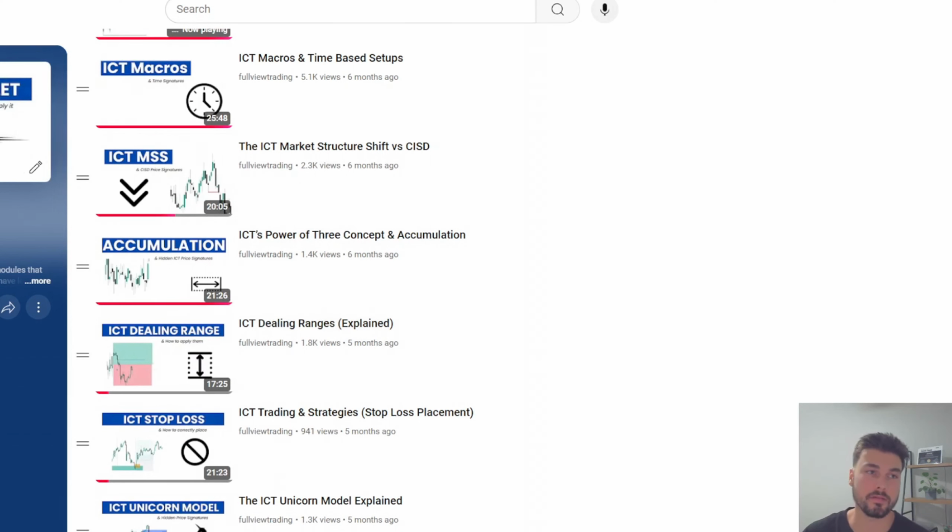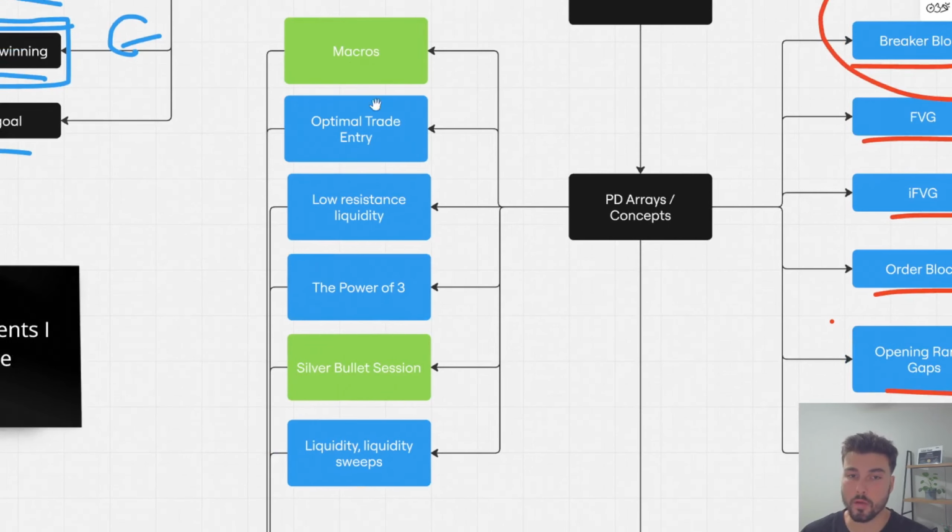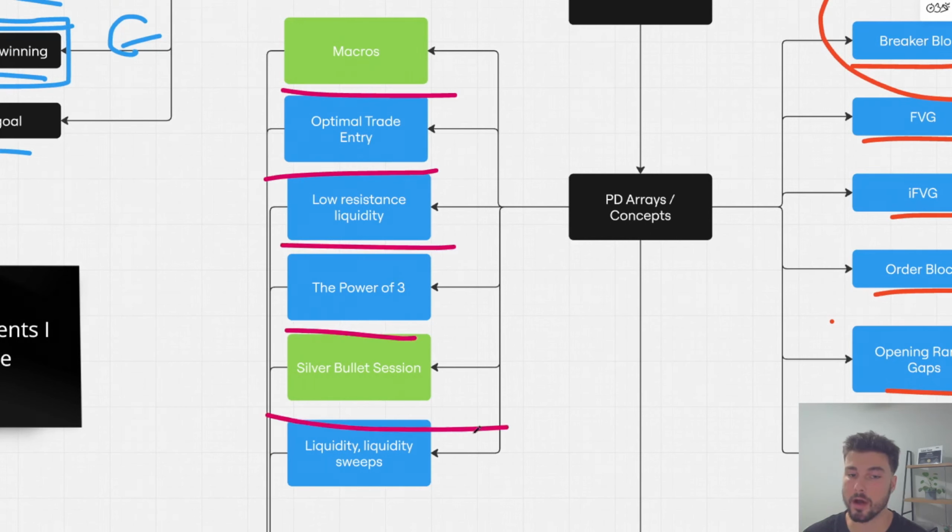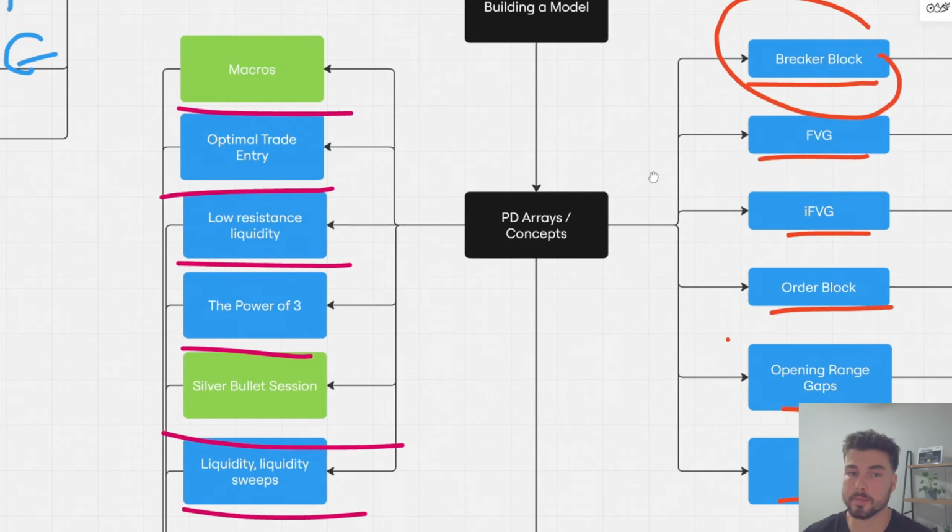And then going back to the flowchart, these are all these concepts here: macros, optimal trade entry. I use a mix of any of these concepts at any given time. When you're building a profitable model, the whole idea is to pair price and to pair time. Really important. What is price? Price is any of these concepts, and price is also any of these PD arrays. What is time? Time is either silver bullet sessions or macros.